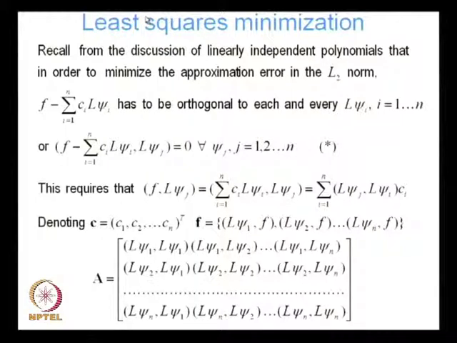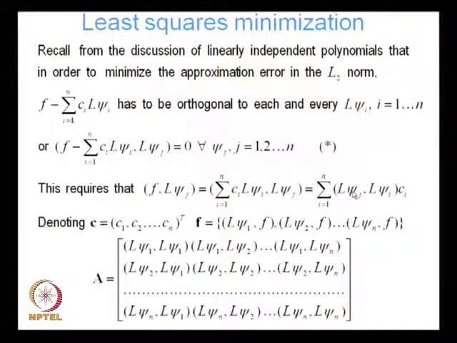This must be orthogonal to that for all psi j, j equal to 1 through n, and this requires, if I expand this inner product out, that the inner product of f and L psi j must be equal to sigma Ci times the inner product of L psi i and L psi j, which again, if I pull out the constant, I get that. So, denoting these Ci's as the vector C, the vector F has the scalar components L psi 1 inner product f, L psi 2 inner product f and so on. So I get a vector here, and here I get a matrix whose components are these inner products.